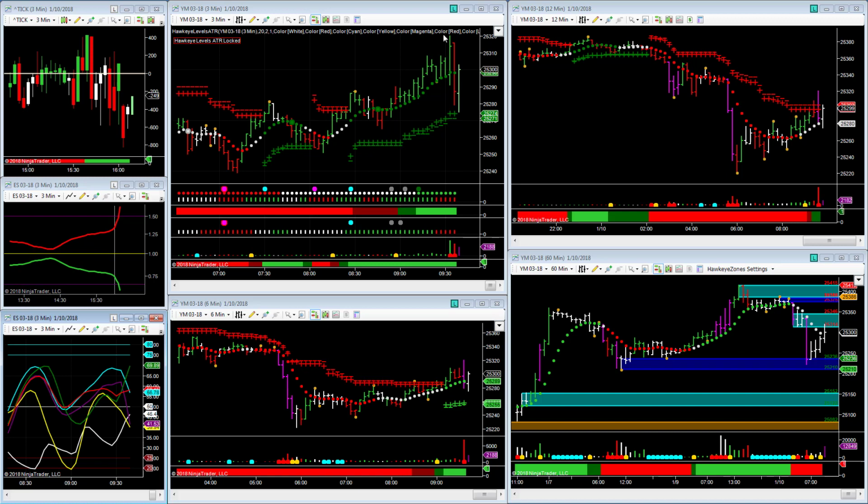What I mean by choppy is that it could be range bound, it could be staying within the opening range for quite some time before it tries to either break out to the long or to the short side. And so we'll be watching for that.